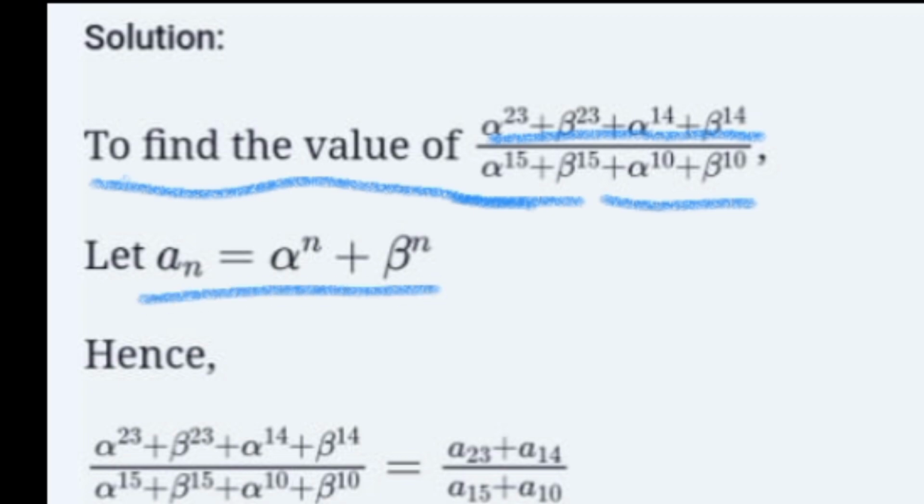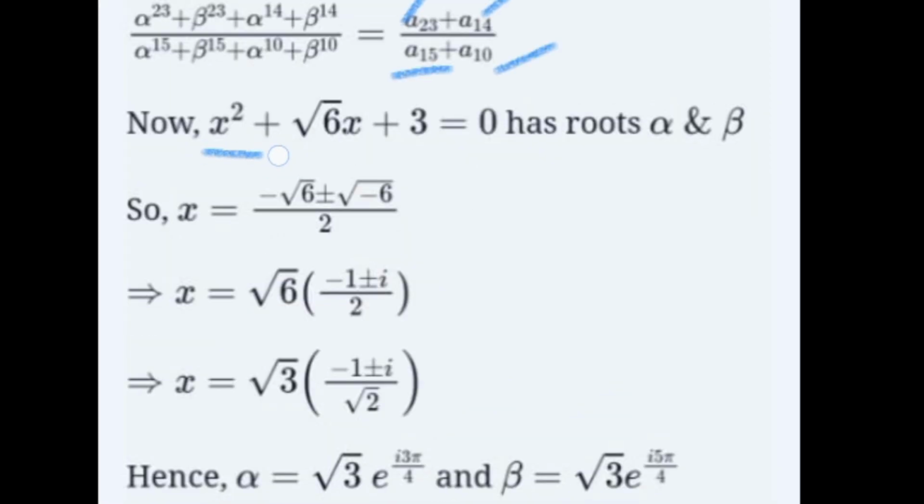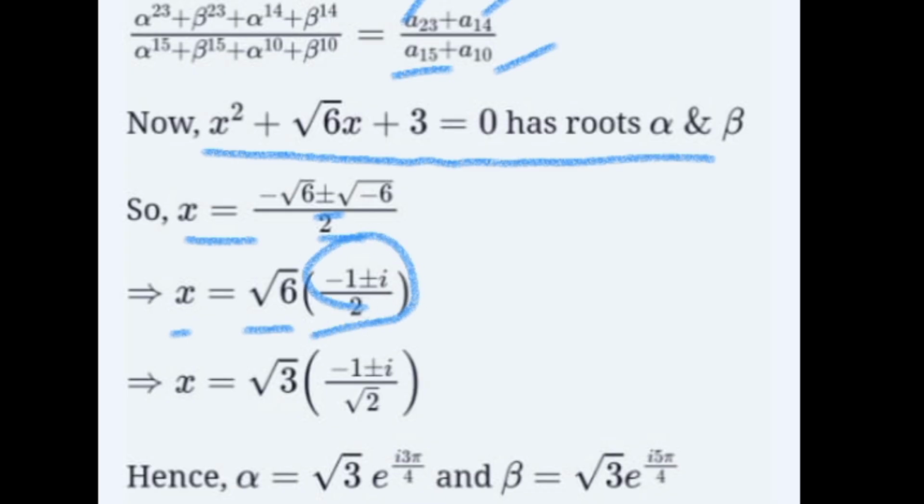We know that a_n is equal to alpha power n plus beta power n. So alpha power 23 plus beta power 23 means a23, plus a14, by a15 plus a10. Now the equation x square plus root 6 x plus 3 equal to 0 has roots alpha, beta. So x is equal to minus b plus or minus root of b square minus 4ac by 2a, which means minus root 6 plus or minus root minus 6 by 2. Here root 6 is common, so x is equal to minus 1 plus or minus i root 2 by 2. So there are two roots. Now x is equal to root 3 times minus 1 plus or minus i root 3 by 2.